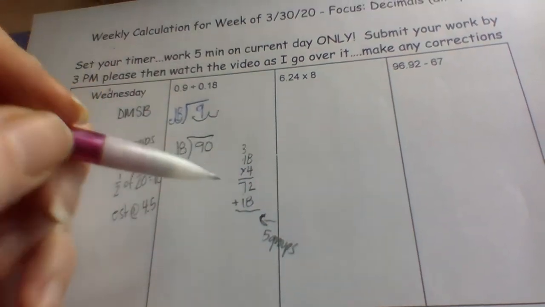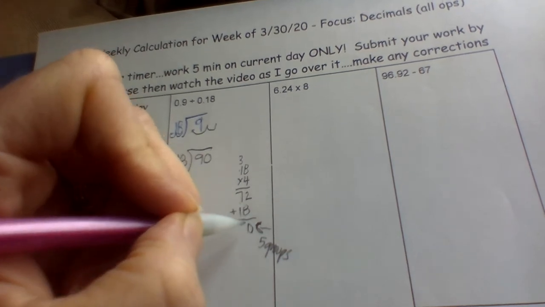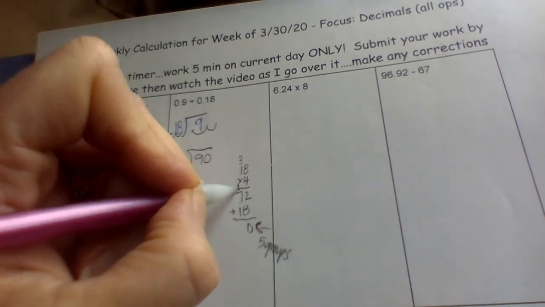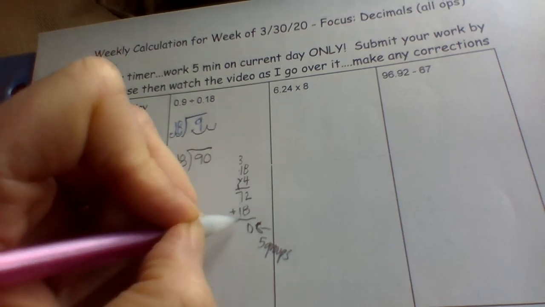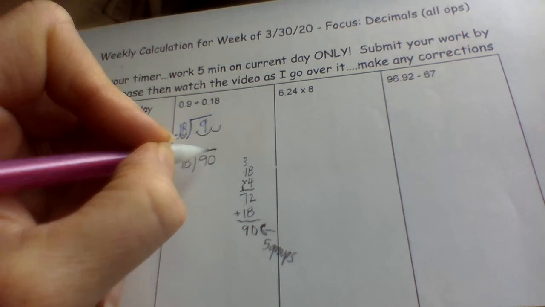So I'm going to add that. 2 plus 8 gives me 10. Remember, I'm always starting on the right. Carry my 1. 1 plus 7 is 8, plus 1 more is 9. And oh my goodness, look, that's exactly the same. So I'm going to put that up here.